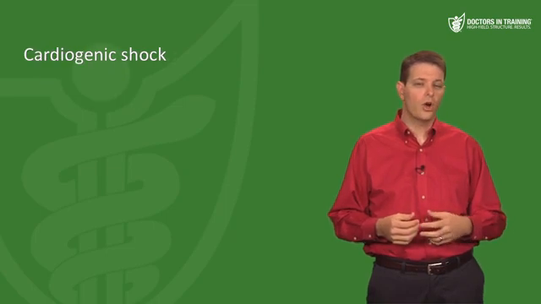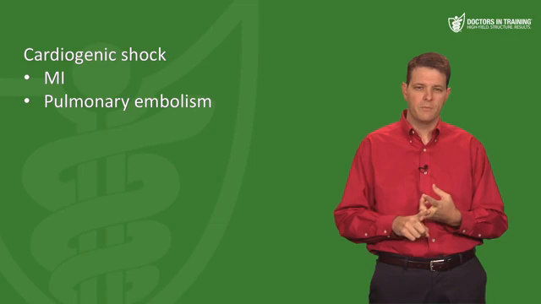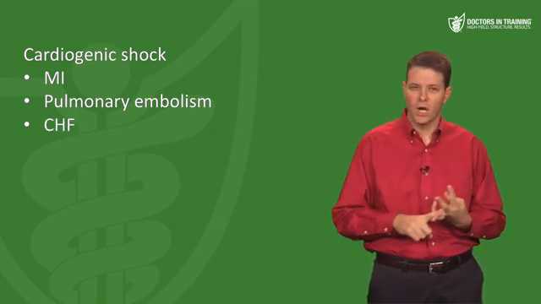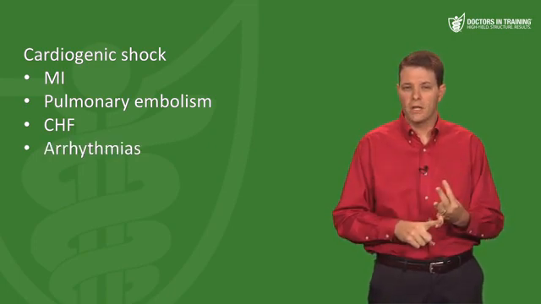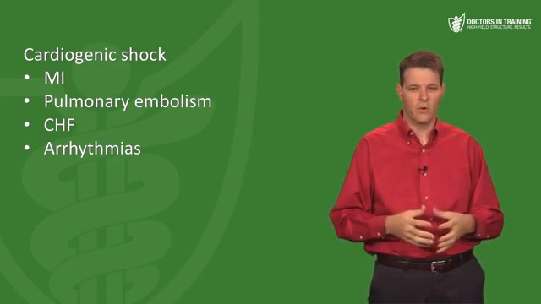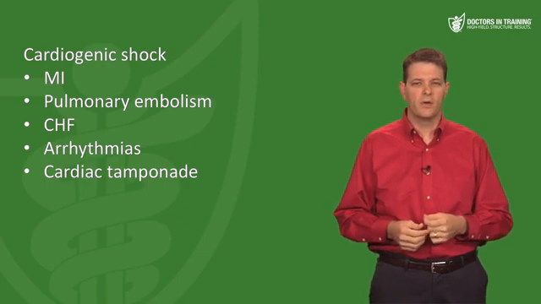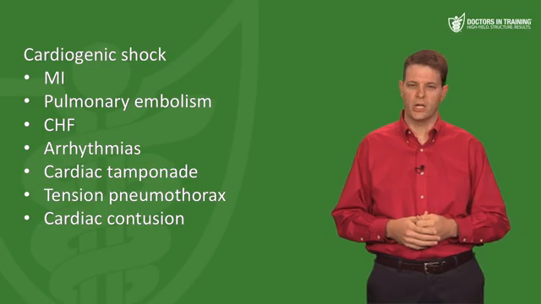And then what can cause cardiogenic shock? Well, we mentioned MI and pulmonary embolism already. CHF, obviously heart failure, can cause cardiogenic shock. And then so can life-threatening arrhythmias like ventricular tachycardia or ventricular fibrillation, where the heart's beating so fast that it's just not pumping anything forward. Cardiac tamponade can cause cardiogenic shock, and so can tension pneumothorax. And then cardiac contusion can cause cardiogenic shock as well.